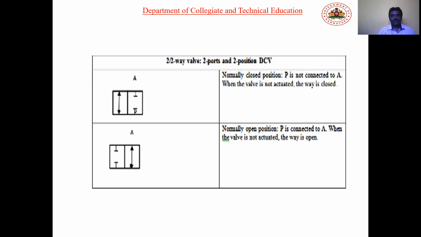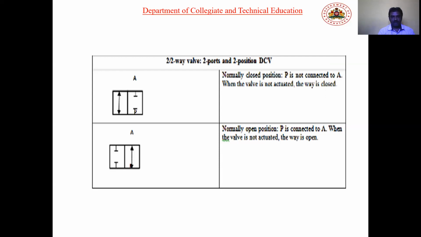When the valve is not actuated, it is usually closed. So normally it is a closed position. This figure shows a closed position. It is not connected to P. It means that the valve is not actuated. So this is called a 2 by 2 valve, a 2 port and 2 position direction control valve. The graphic symbol, we represent that valve like this, the first figure.